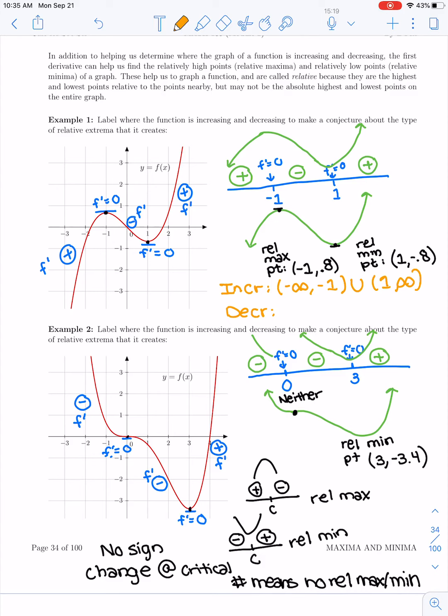And then decreasing is between our two critical numbers, -1 to 1. So never any random test values here. You're only going to switch at critical numbers. And for the bottom graph, we're going to do the same thing. You could pause the video and see if you can do this on your own.